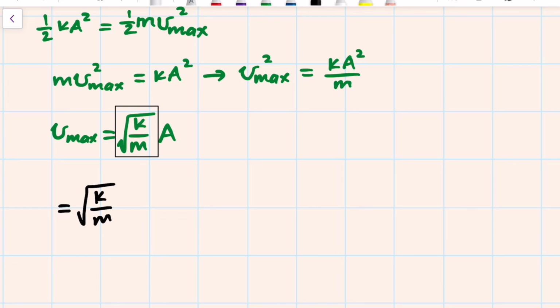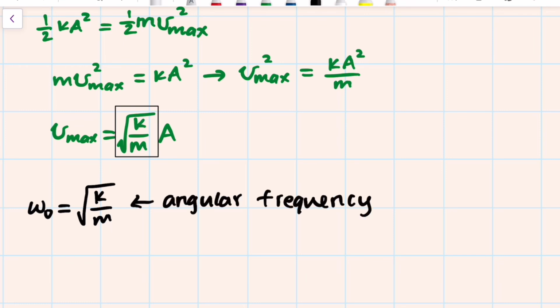The square root of k over m is known as the angular frequency, and the symbol is omega naught. Now this omega is somewhat related to the omega we used in Unit 5, angular speed, and I included a video in the description wherein I go a little bit more in depth on how or why omega naught is related to the angular speed, but this is called angular frequency. And it's a very, very important quantity in simple harmonic motion.